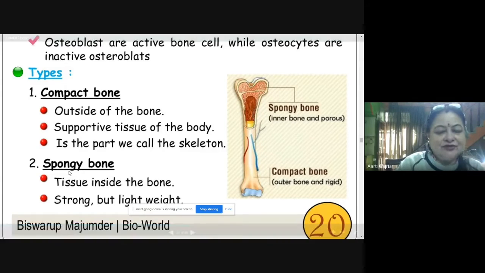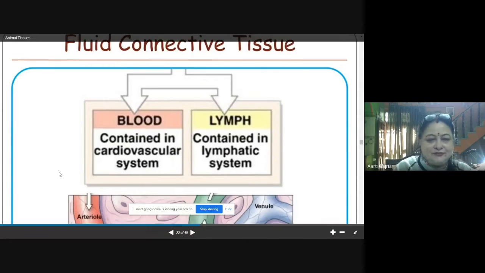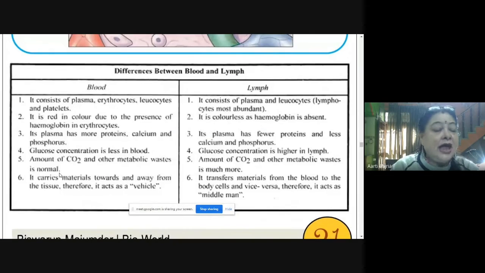So this is the difference between bone and cartilage. Now, fluid connective tissue. We have two, blood and lymph. Blood comes in the cardiovascular system, whereas lymph comes in the lymphatic system. Blood consists of plasma and three cells, erythrocytes, leukocytes and platelets, that is RBCs, WBCs and platelets. Whereas in lymph, you will find plasma and leukocytes. In leukocytes, lymphocytes are the most abundant.